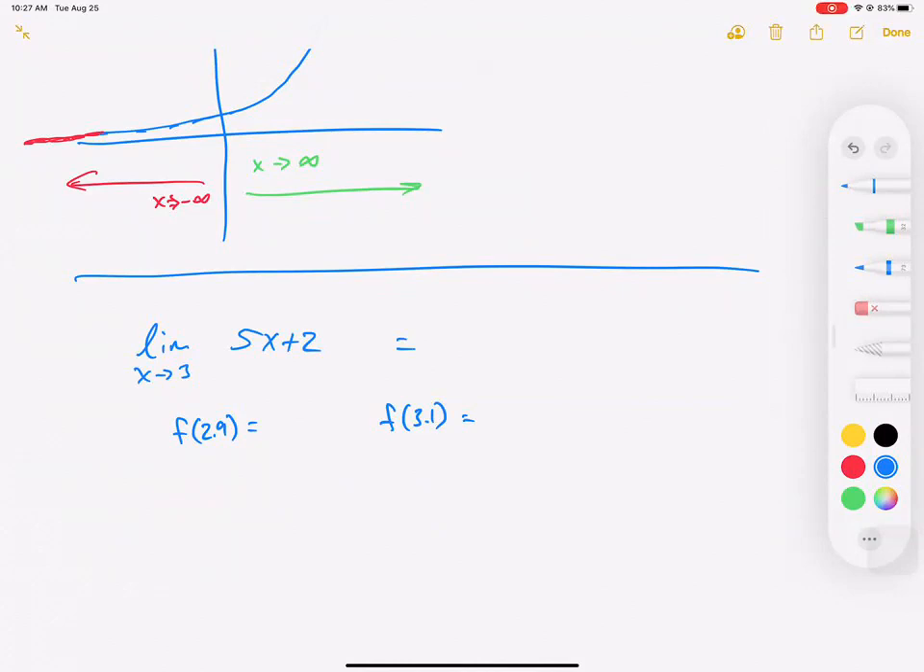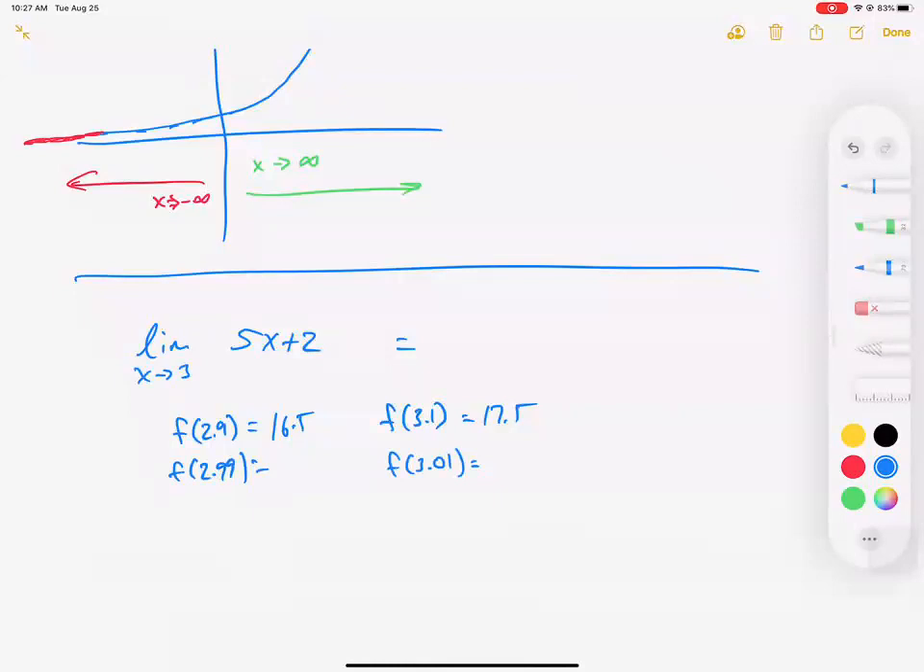Oh, shoot, I'll just use my phone. Okay, so if I take 2.9 times 5 and then plus 2, I'm getting 16.5. On my right side, if I plug in 3.1, I'm getting 17.5. Okay, what if I get even closer? f at 2.99 and f at 3.01.